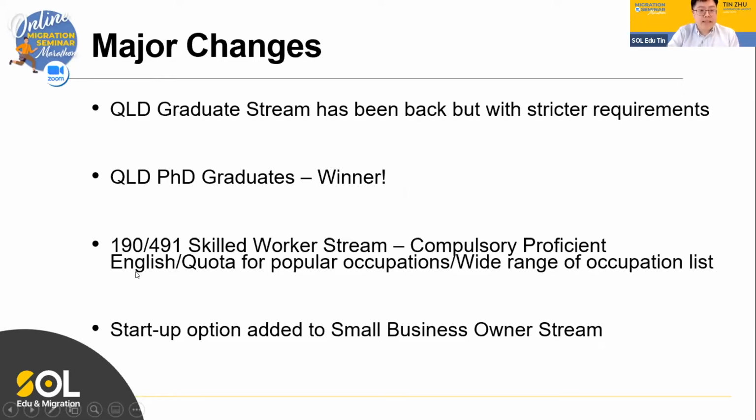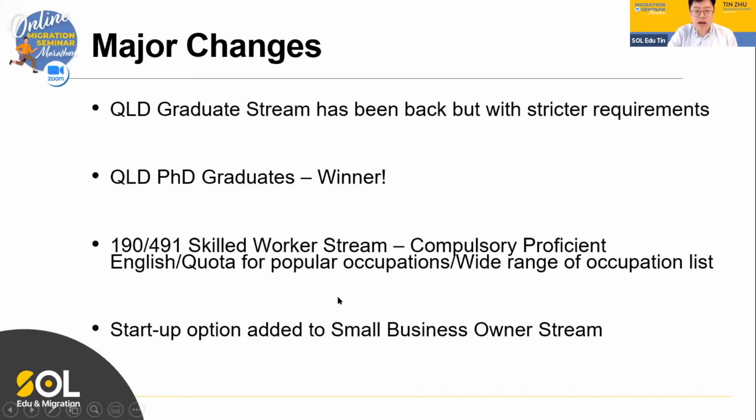And for the 190 and 491 skilled worker streams, they impose a compulsory proficient level English requirement, which is IELTS 7 or PTE 65 in each band. And they have restricted the popular occupations. They have specified quotas for those popular occupations. But the good thing is, for this year, they don't limit the occupation.